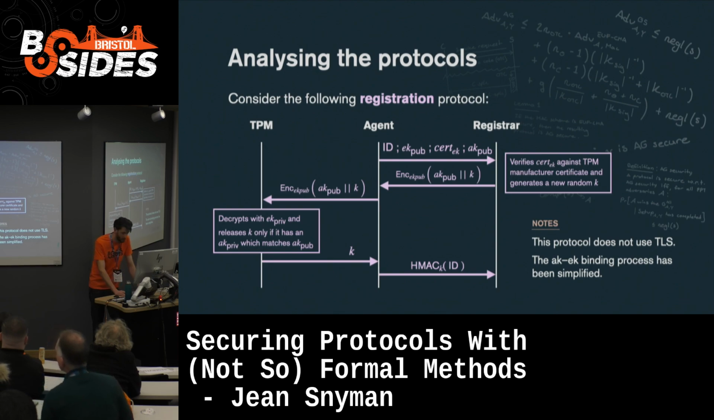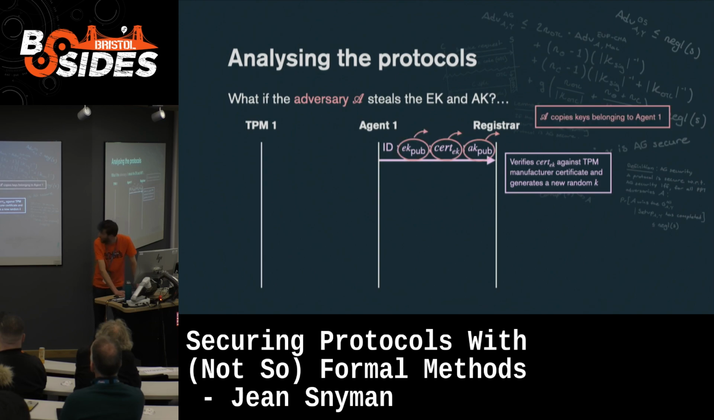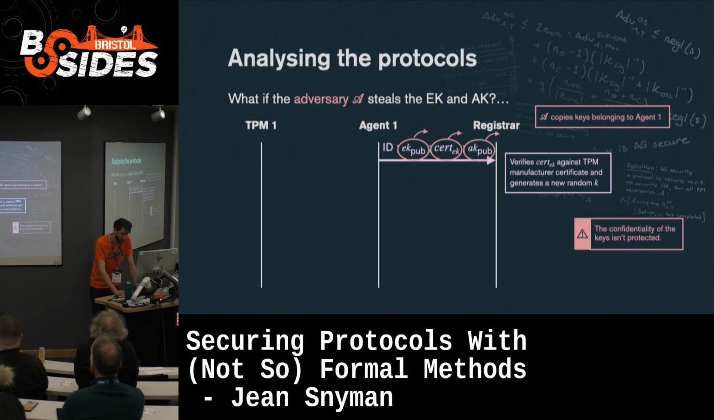But there are some issues here. Let's think of some of the things that the adversary can do. What if the adversary steals the EK and the AK? Remember that all of this is in clear text and the adversary has full control over the network. So it can pull out that EK pub, that certificate, that AK pub, right? And this is in a run between agent 1 and TPM 1. So the confidentiality of these keys isn't protected, right?